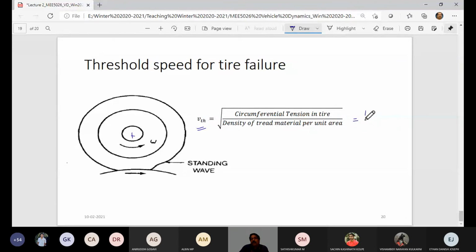that's the force, by the density of tire material per unit area. That's mass per unit length, right? Density per unit area, under root. So you would check the units: force is Newton, kg meter per second square. Sorry, this is kg meter per second square. This is kg per meter, because per unit area. So kg cancels off. You get under root of meter square per second square, meter per second. So the speed, the threshold speed, is like this.